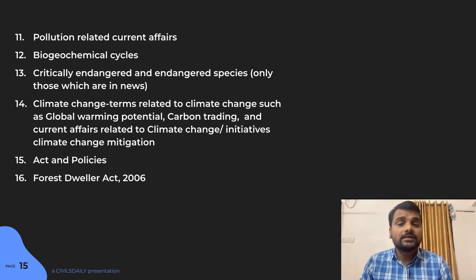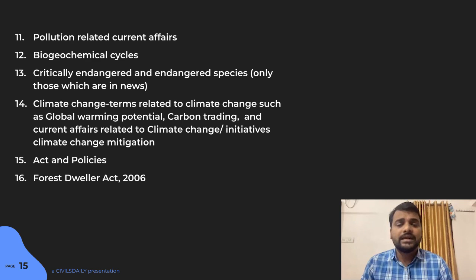Then pollution related current affairs. Pollution is a basic question that can be there: which kind of pollution from which source. And there are also many events happening, from copper plants to coal plants, power plants to aluminum plants, that are creating pollution issues. Then biogeochemical cycles are basics that anybody studies, but it's better to understand those cycles. For critical and endangered species, study only those which remain in the news. Last year there was the pangolin. So those things have been covered.